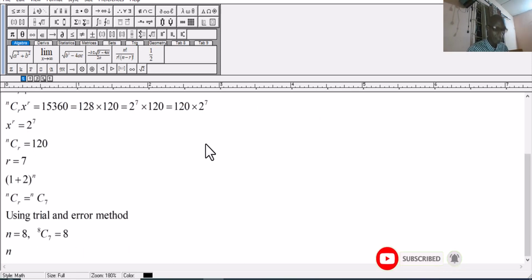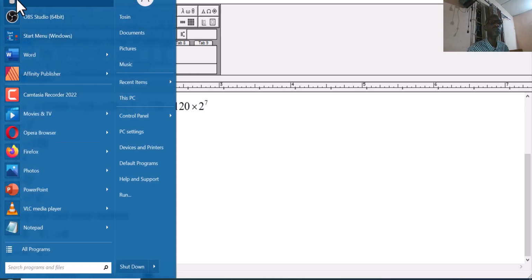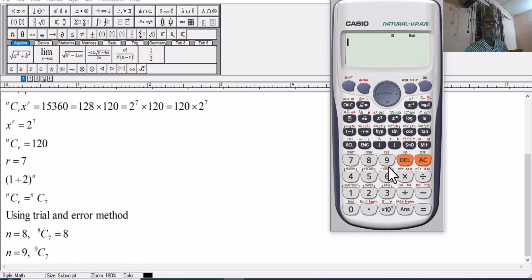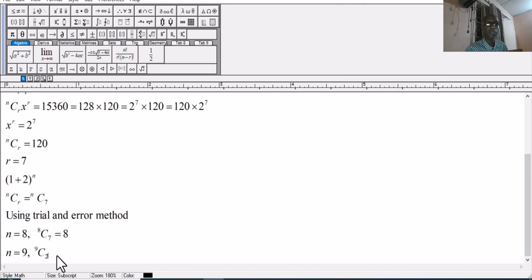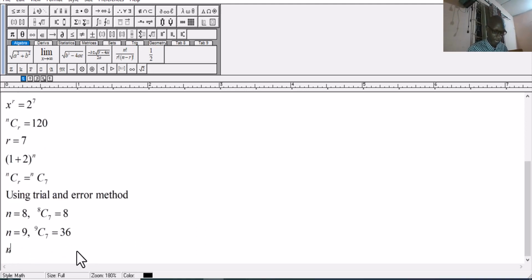So when your n is equal to 9, we try that. 9 combination 7. Let's see what that will give us. So 9 combination 7 gives us 36. So I'm going to write 36 here. So the answer we are looking for is not 36. We are looking for 120. Your n equals 10, that's another value we are taking.